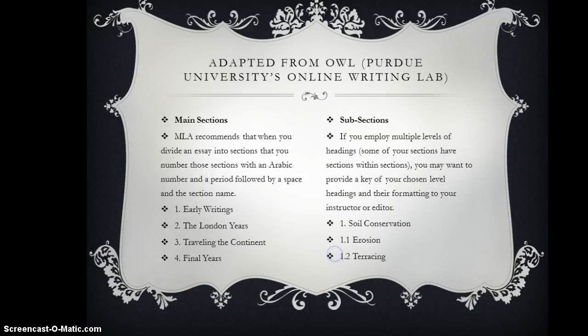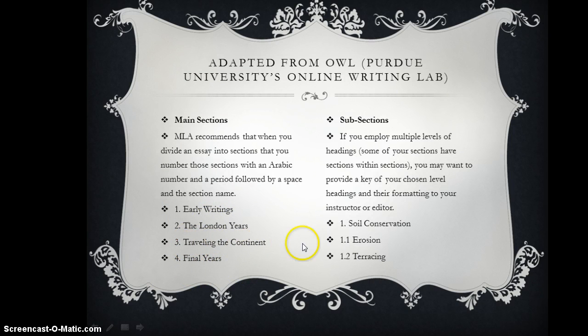MLA style has different requirements for having headings and subsections and sections. And typically you are using Arabic numbers with a period followed by a space and the section name, as it is shown here in these examples.